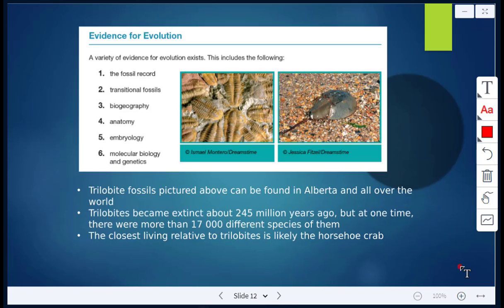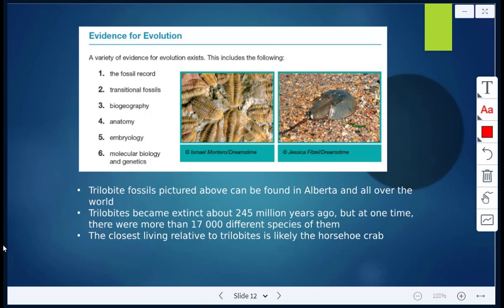All right, so there's a variety of evidence for evolution. It includes the fossil record, transitional fossils, biogeography, anatomy, embryology, and molecular biology, which is also looking at genetics.